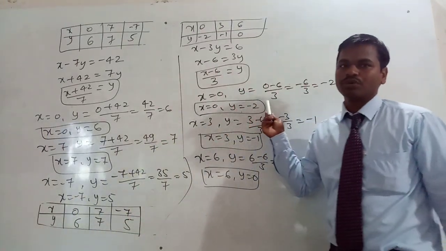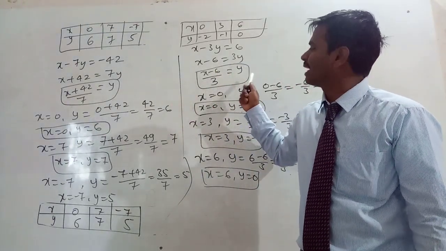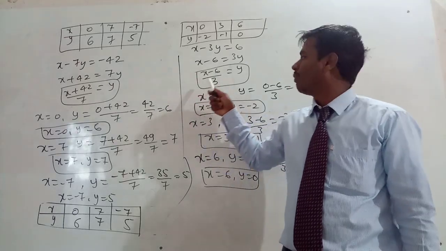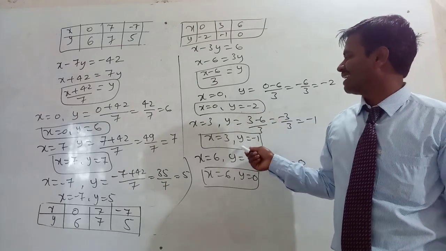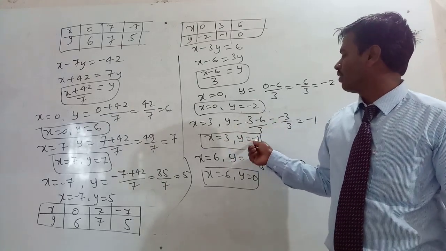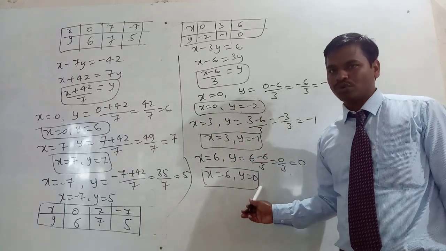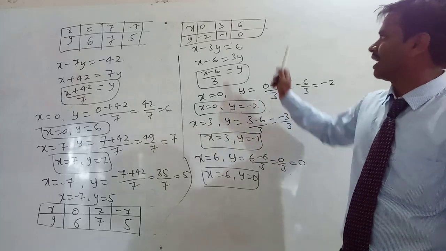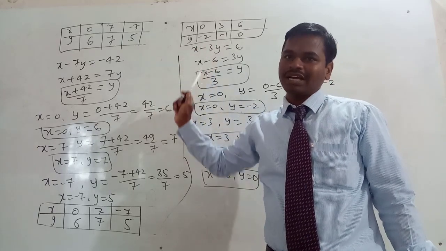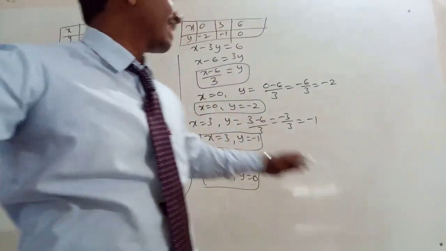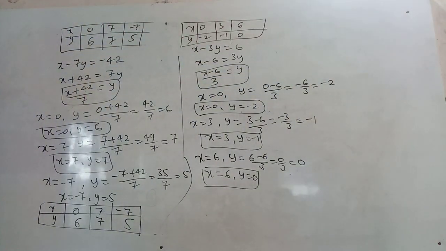In the second equation also, here we are writing this equation with y on one side, remaining all terms on the other side. When x is 0, y value is minus 2. Here second case, when x is 3, y value you are getting minus 1. When x equal to 6 here, y value you are getting 0. By simplifying these values, you are getting these 3 pairs of solutions. By using this one, we will draw the graph now. First we should get this table, then we should draw this graph. Graph of these two equations.